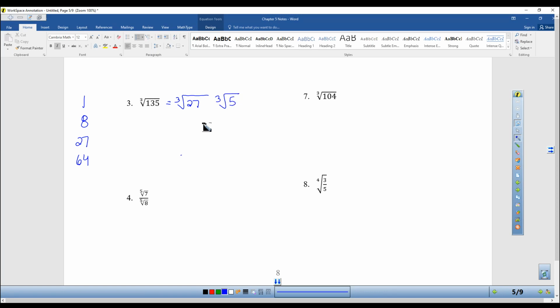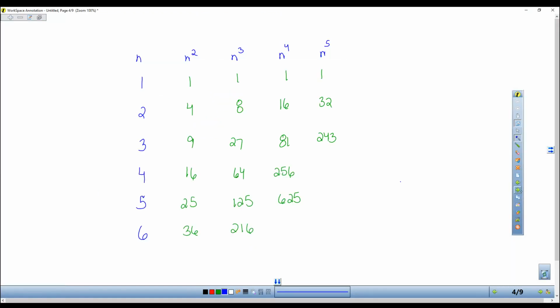So now I've broken it down into a part that I can do, the cube root of 27 is 3, and a part that I can't. Don't forget to write that little cube there. It's not a square root, it's a cube root. So we're breaking down into parts we can do and parts we can't, but this will only be an easy task if you know your cubes. So hopefully I'm making myself clear. This chart is going to be huge for you.